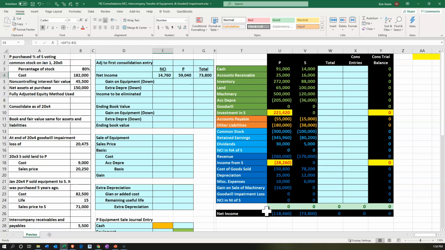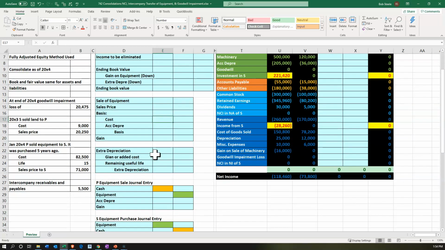Then we want to think about the gain on the equipment down here. So I'm going to think about the sale of equipment. To do that, let's go down below and actually do the calculation for the sale and think about what would happen with regards to the sale. We sold equipment. You're kind of thinking we sold equipment to ourselves. So what would that do if we sold equipment to ourselves?